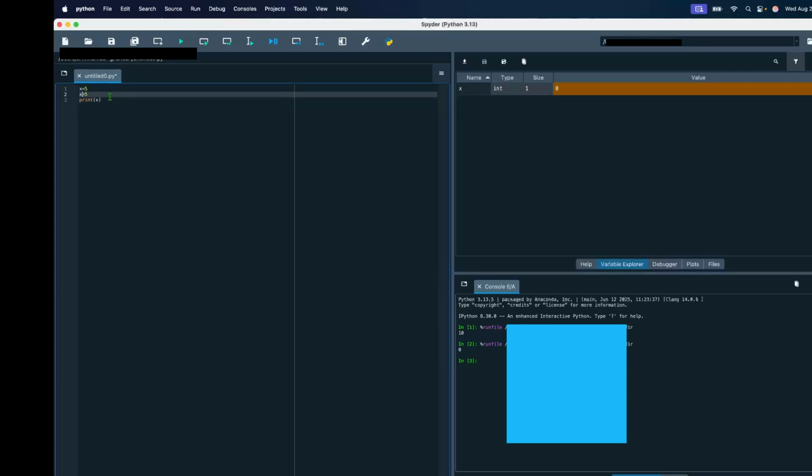We could also use the times symbol in order to get 25, since 5 times 5 is 25. And we could use the exponentiation symbol to get 3,125, because 5 to the power of 5 is 3,125. Okay? We could also use backslash to get 1, floor divide to get 1, and the modulo in order to get 0.